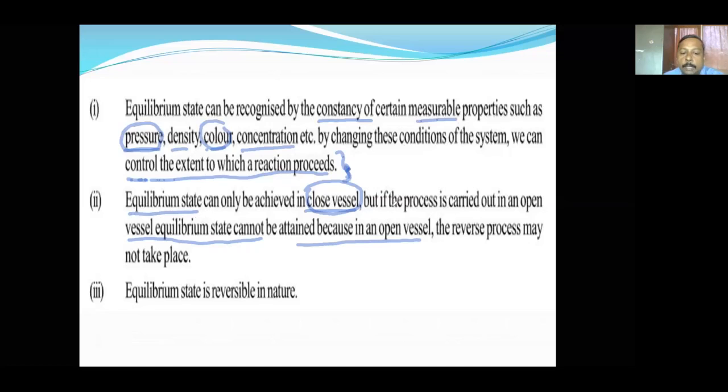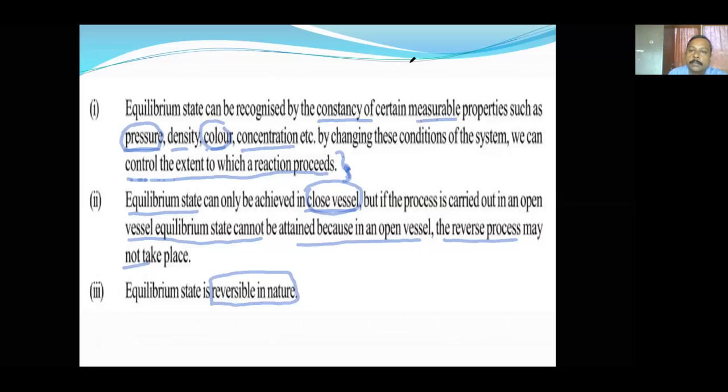This is especially applicable when gaseous products or gaseous reactants are present, since the reverse process may not take place. The first thing is that measurable properties like density, pressure, color and concentration become constant. Second, if any of the reactants or products are in the gaseous state, you have to carry out the reaction in a closed vessel. And the reaction is reversible in nature. Frankly speaking, equilibrium exists only in reversible reactions. So this is about a few characteristics.